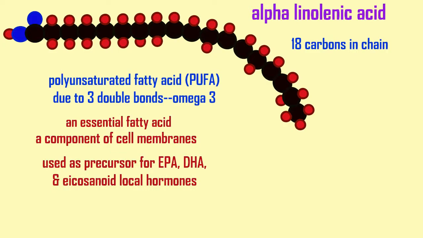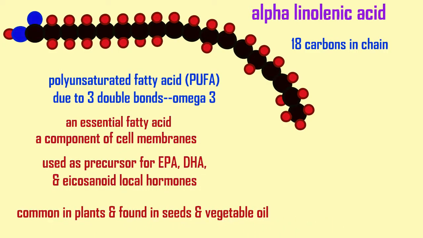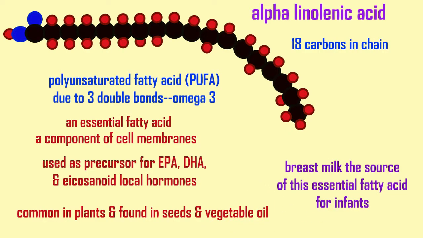It is a component of cell membranes and the precursor to other fatty acids, some of which can be used as local hormones. It can be obtained in the diet and is common in seeds and vegetable oil. And breast milk is the source of this essential fatty acid for infants.